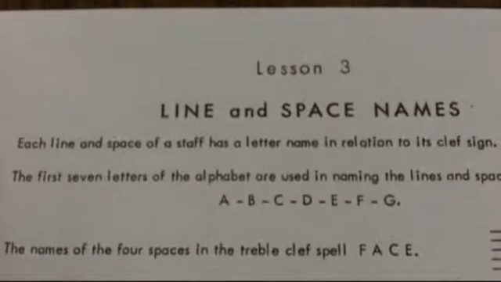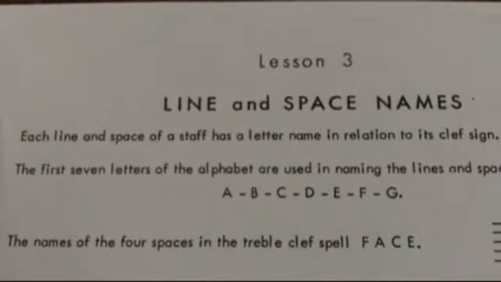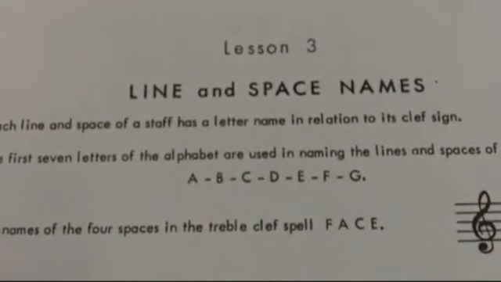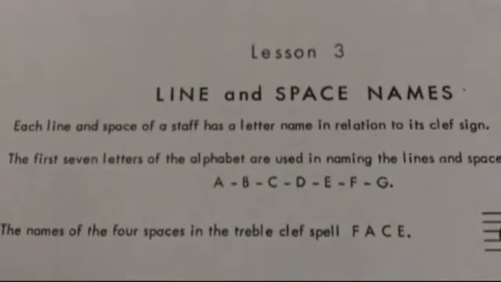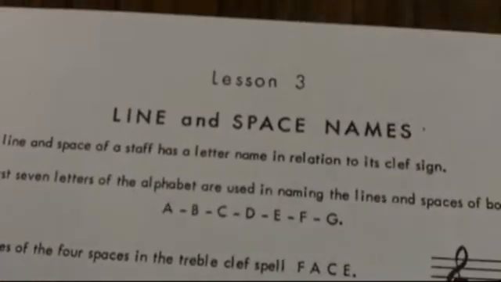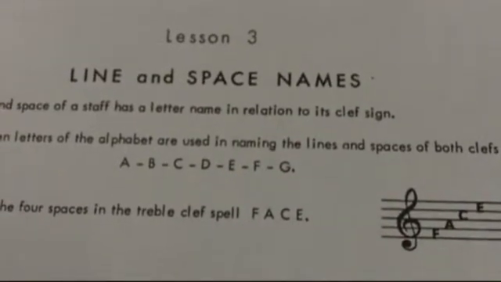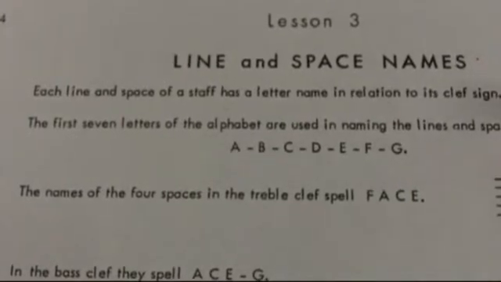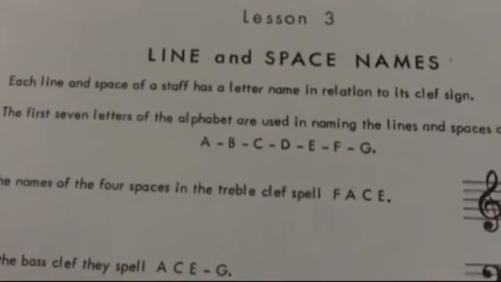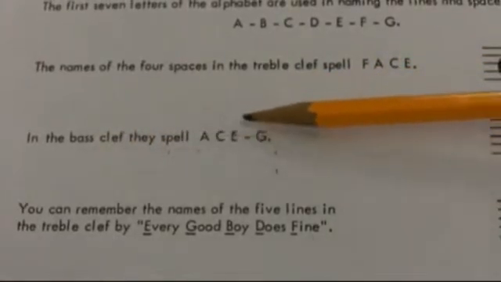Alright, here we go. Lesson 3, line and space names. Each line and space of the staff has a letter name in relation to its clef sign. The first 7 letters of the alphabet are used in naming the lines and spaces of both clefs. A, B, C, D, E, F, G. The names of the 4 spaces in the treble clef spell face. And in the bass clef they spell A, C, E, G.